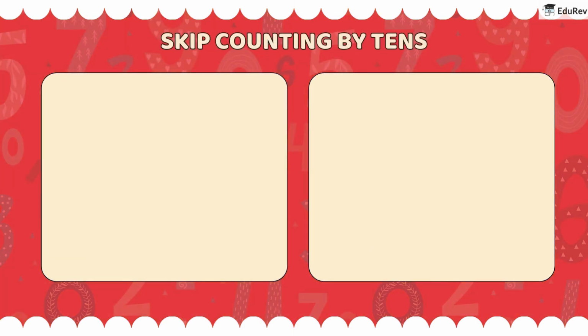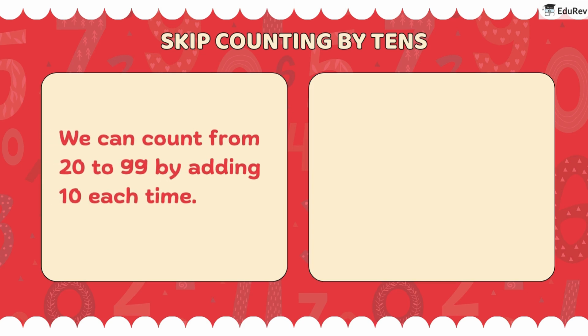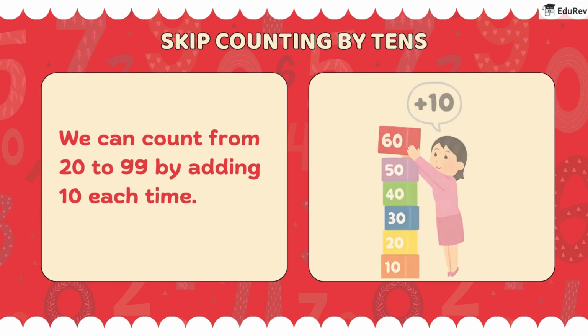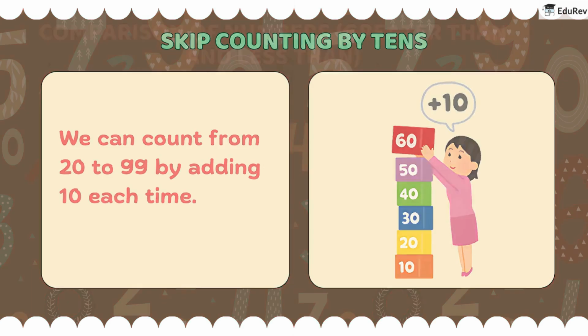Skip counting by tens. Now, let's have some fun counting. We can count from 20 to 99 by adding 10 each time. It's called skip counting. So, we start at 20, then go to 30, 40, 50, and so on.